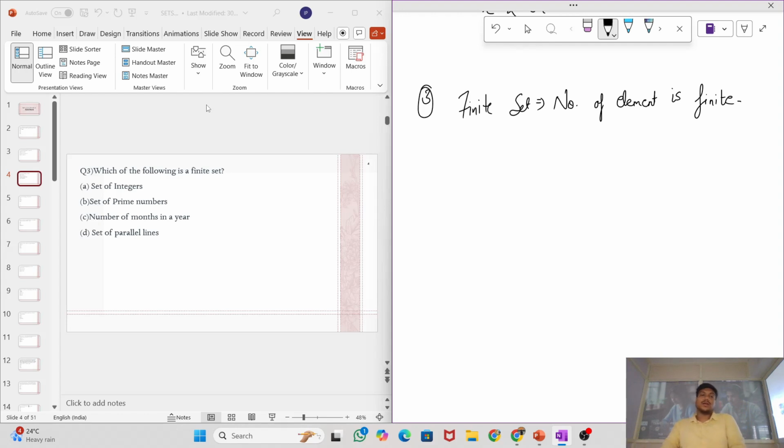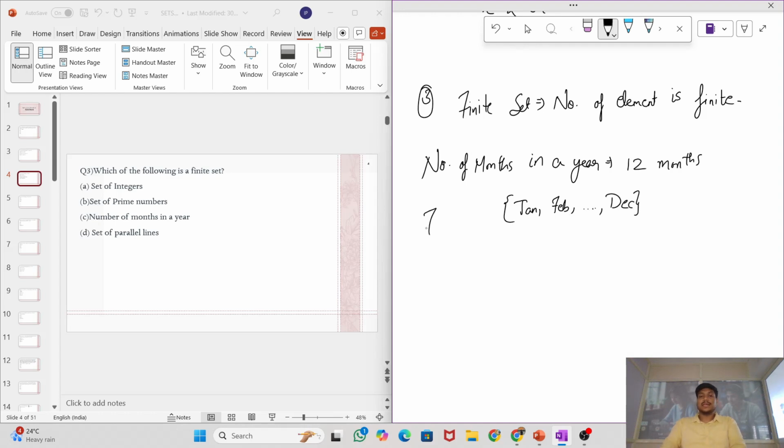If we talk about the number of months in a year, how many months are there? In a year there are 12 months. So I can make a set of it and I would get 12 elements in it. What would be those elements? January, February and up till December. So this set is a finite set.